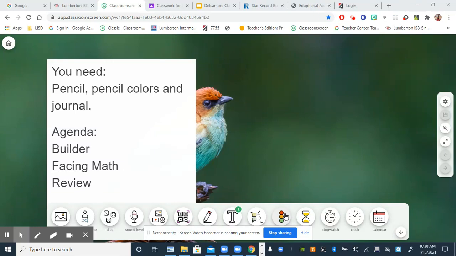So today's Wednesday the 13th, and here's a rundown of what we did today. You'll need pencils, pencil colors, and your journal. Make sure you're working on that Builder 15, or if you're in Miss Peeler's class, whatever builder y'all are working on this week. We're going to be doing facing math, and then you have your review. You also have our Kahoot for tomorrow. Make sure that review is done by tomorrow because we have a test on Friday. Okay, let's get started.